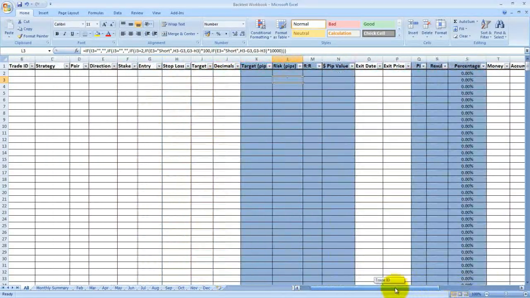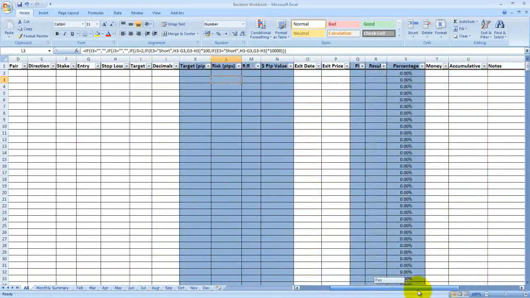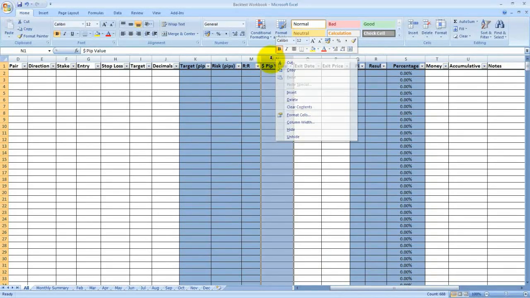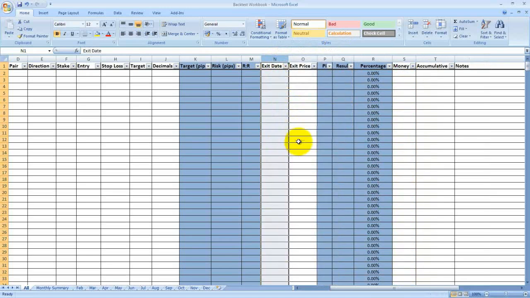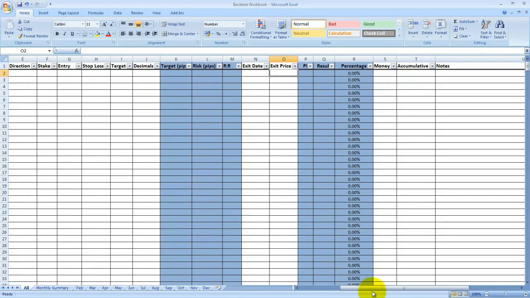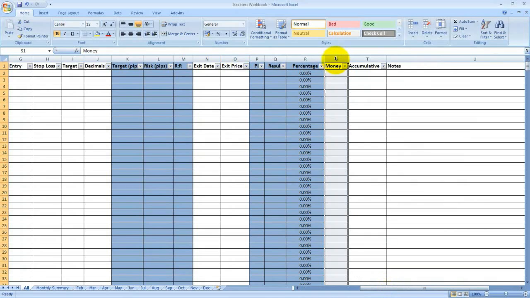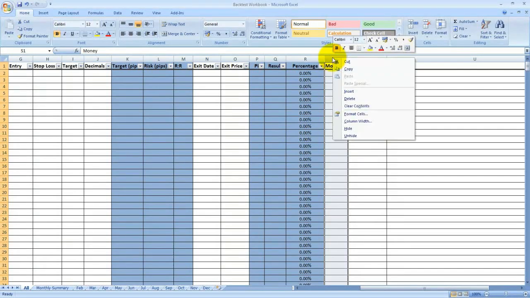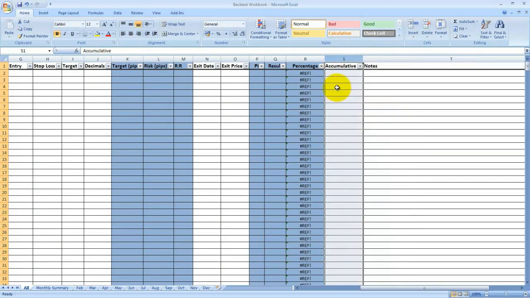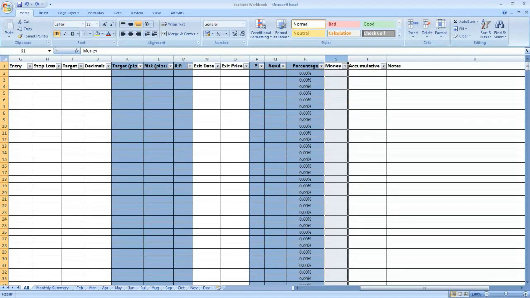Now I'm going to take a few things out because this is the way that I record my normal trades now. I don't need pip value. Exit date, exit price, that's fine. Pips, results, that's good. Money, we don't need money, so let me get rid of money. Delete that. Cumulative, that's fine. Percentage, that comes with it.